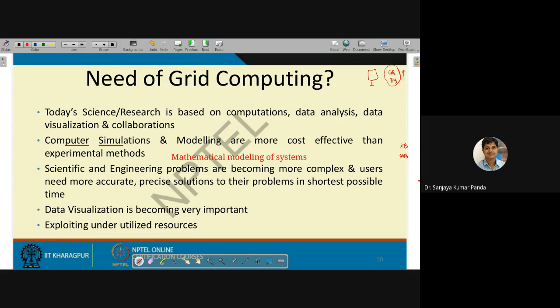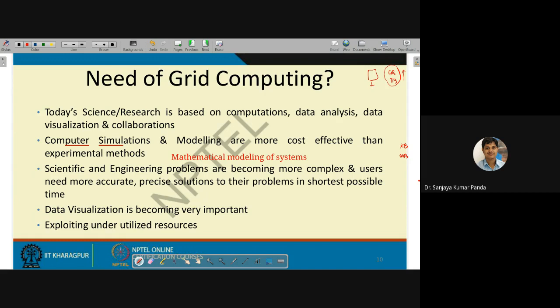Like 3D printing nowadays, we are developing small toys. These are nothing but prototypes. Once we succeed in that, then you can think about a big one. So for prototypes, we are also using computer simulation and modeling.